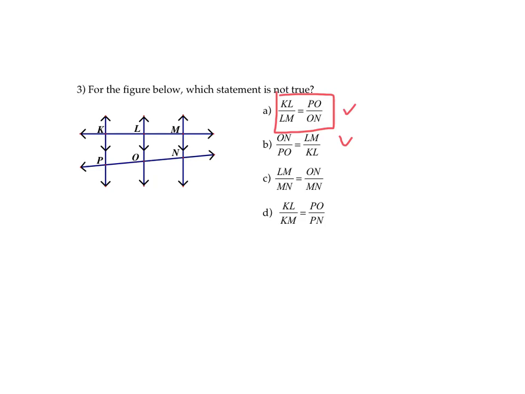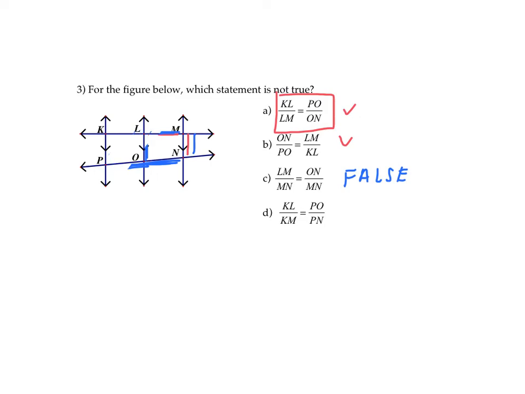In the third case, it says the line segment LM divided by line segment MN is equal to line segment ON divided by line segment MN. This is false. Our theorem says that only these segments are divided proportionally. It doesn't tell us that these segments compare to any of these segments in the center of the figure.